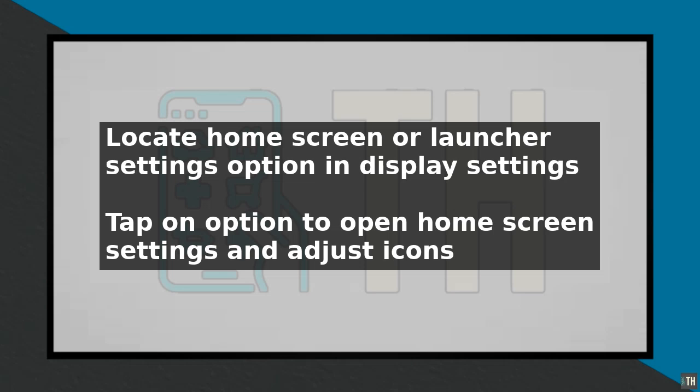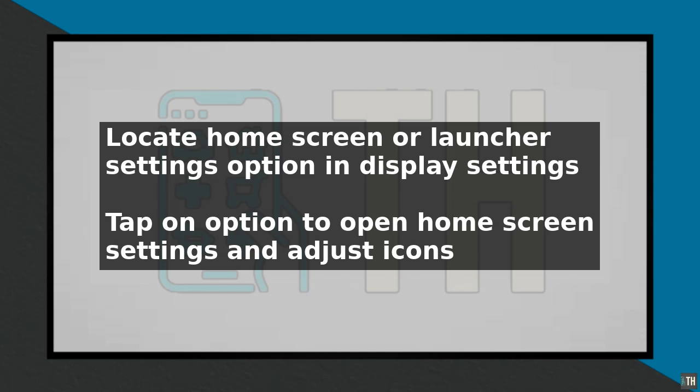Tap on this option to open the home screen settings. In the home screen settings, you should see an option to change the grid size or icon size. This option allows you to adjust the size of the app icons on your home screen. Tap on this option to select from a range of different icon sizes.